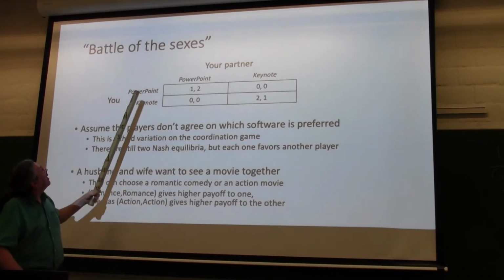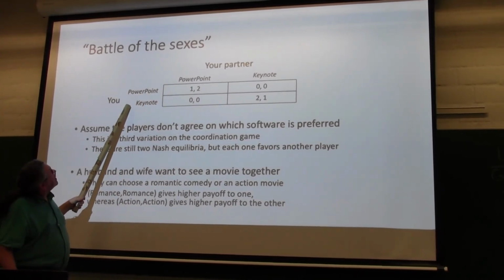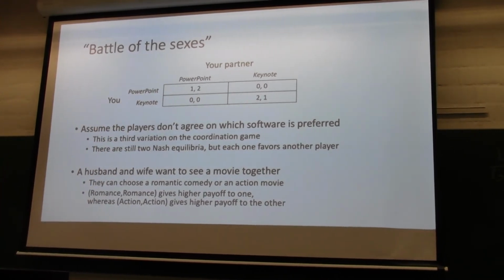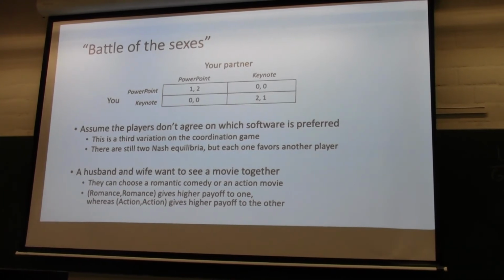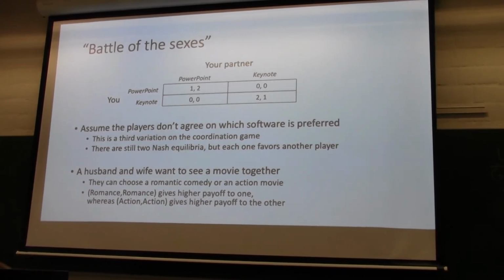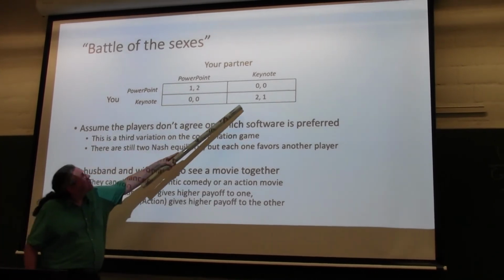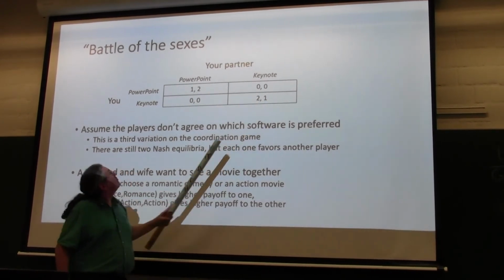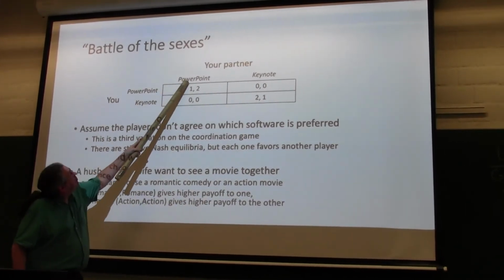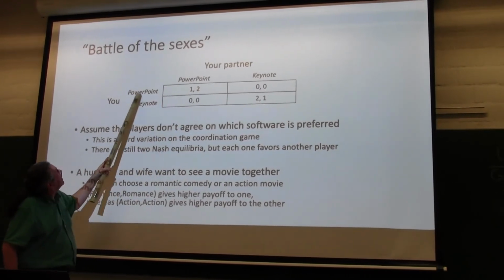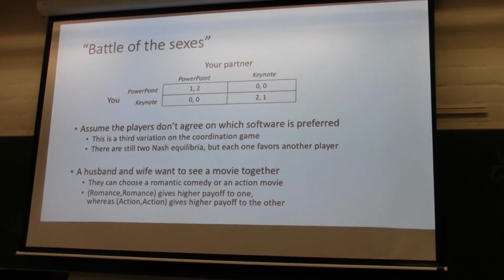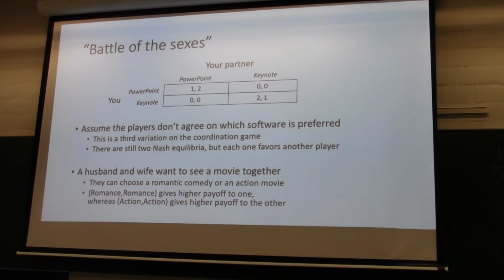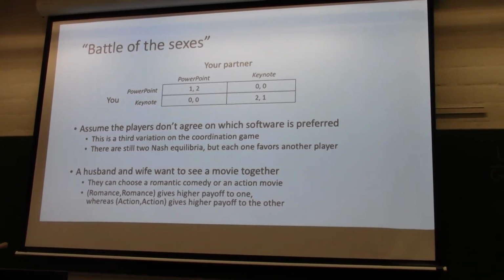Sorry, the partner likes Keynote and you like PowerPoint. So there are still two Nash equilibria. No, sorry, I'm confused. I like Keynote, and it gives me a higher payoff, but the partner likes it less, so they only get one out of it. Whereas if the partner picks PowerPoint, they get 2, and I only get 1 because I like PowerPoint less. So there are two Nash equilibria, but each one favors another player, so it's completely symmetric.